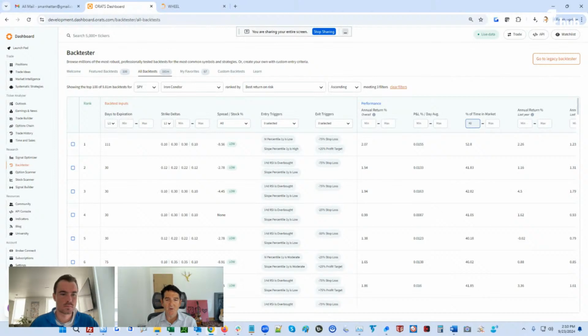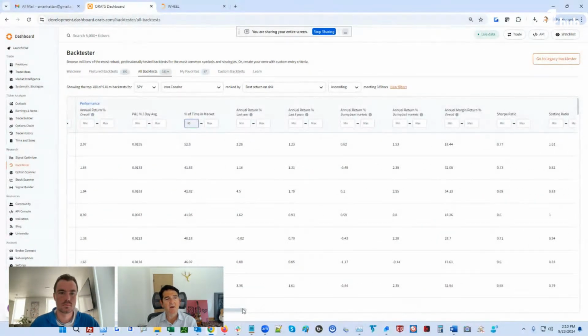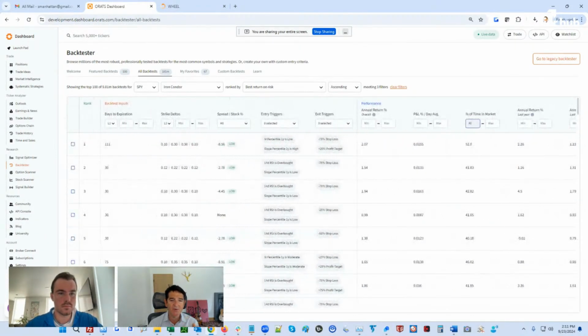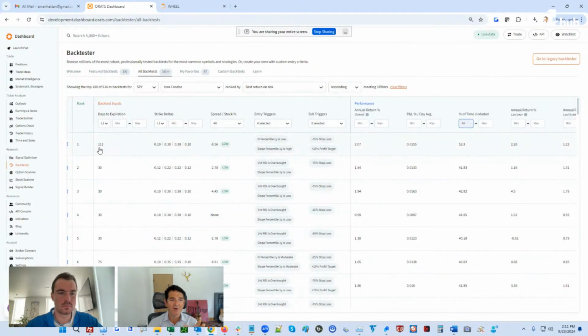And one of the cool things about this, and getting used to how strategies perform, is you could see, okay, this is an iron condor. I know that. This one's only in the market 52% of the time. Again, I'm just choosing the highest one here. It's a very long days to expiration, but they get out with a stop loss of 75% or a profit of 25%, and they only want to trade when the IV percentile is low and the slope percentile is high.